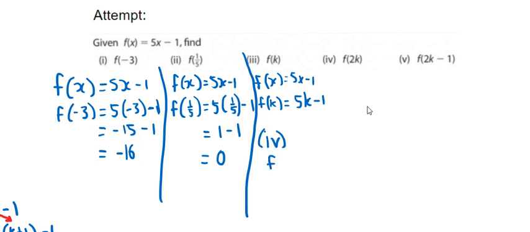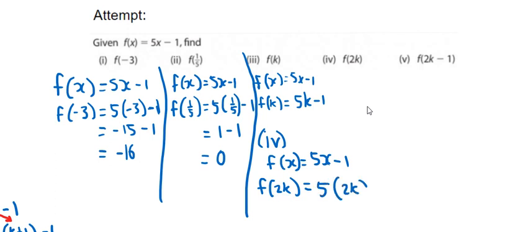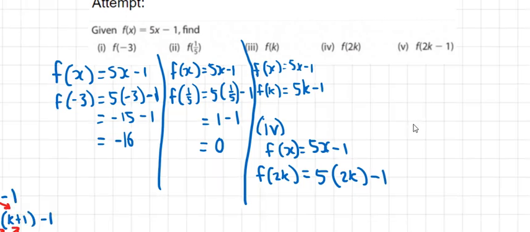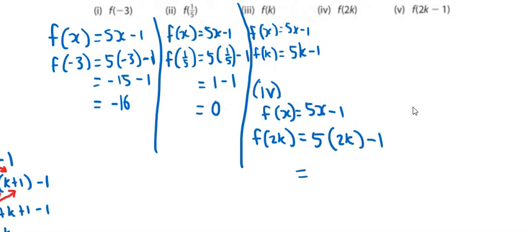Next one, f of x equals 5x minus 1, and they want us to do f of 2k this time. So f of 2k equals, so think about what you're doing then. You're putting this 2k in instead of this x. So you're going to get 5 multiplied by 2k, minus 1. And then you can multiply out from there. So 5 multiplied by 2k would be 10k. And then you still have that minus 1 there. So it'll just be 10k minus 1.